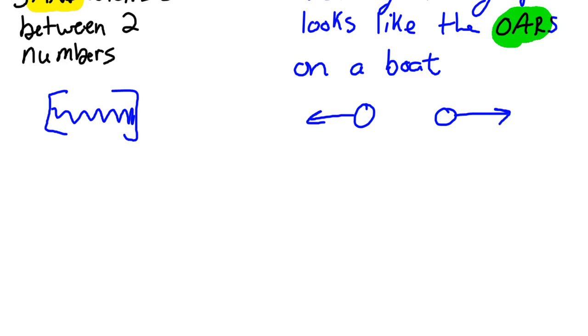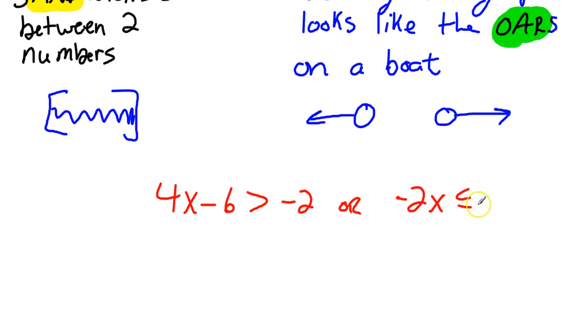Okay, for the or statement, let's get you an or statement first. Let's go with 4x minus 6 greater than -2. And with the or statements, or will always be in there. And when we do the and, it's 50-50. Sometimes it is and sometimes it's not. Or, let's go with -2x less than or equal to -10.